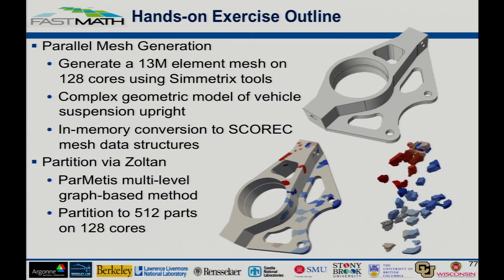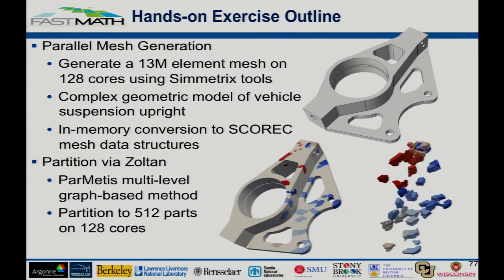So as described, we're going to do a few hands-on exercises revolving around the PUMI framework. The first is a parallel mesh generation exercise where we're going to generate a 13 million element mesh on 128 cores of VESTA. It takes about 6 minutes, and this is obviously a non-trivial geometry. It's the one that Glenn showed you earlier, an upright from a Formula Hybrid car from RPI.